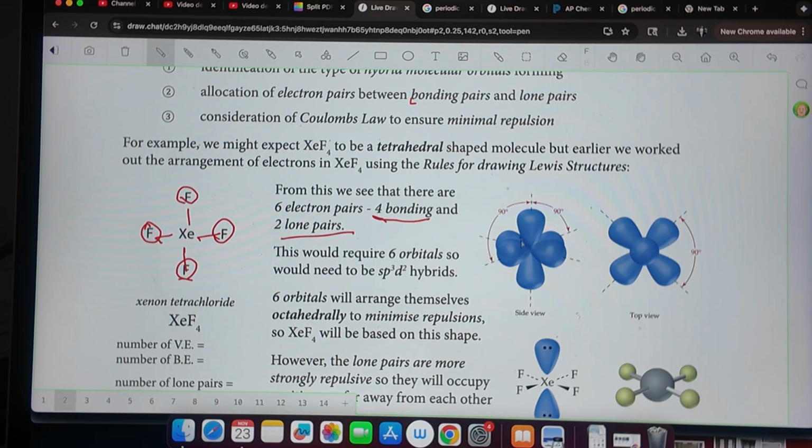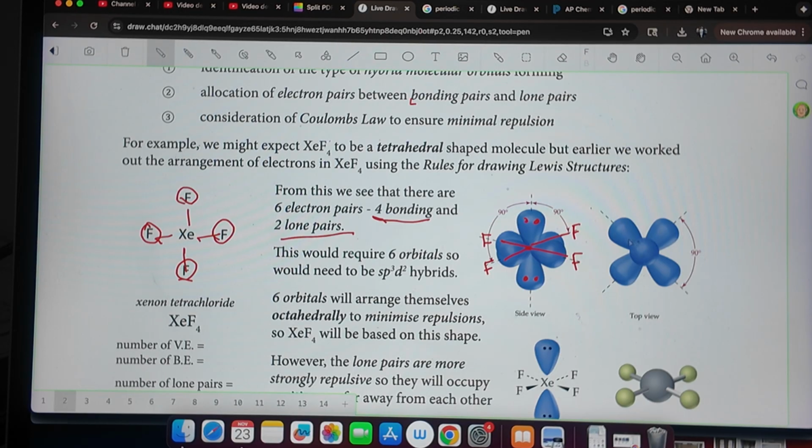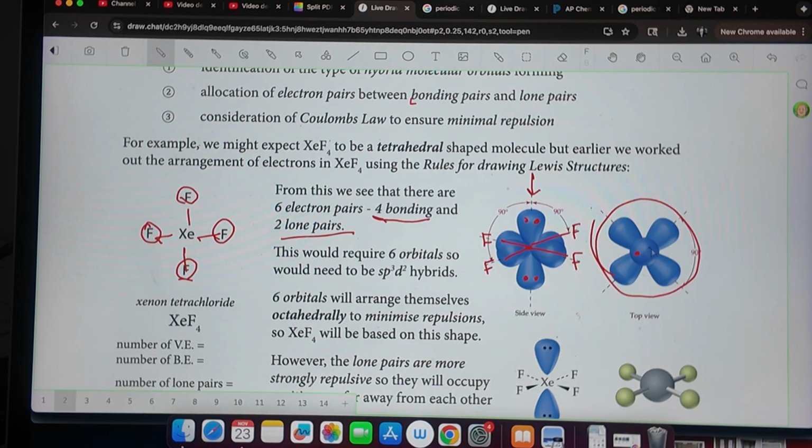So here is, let's say this is a fluorine. This is a fluorine. This is a fluorine. And this is a fluorine. And here you have the 2 lone pairs. Now, if you look at it from the top, this is what it would look like, right? You would see the 2 lone pairs here, but then you would have the fluorine here, here, here, and here.